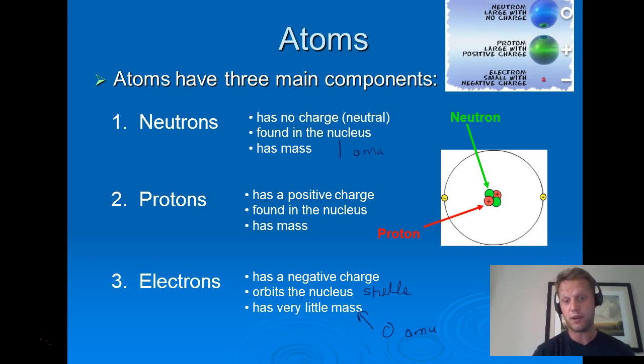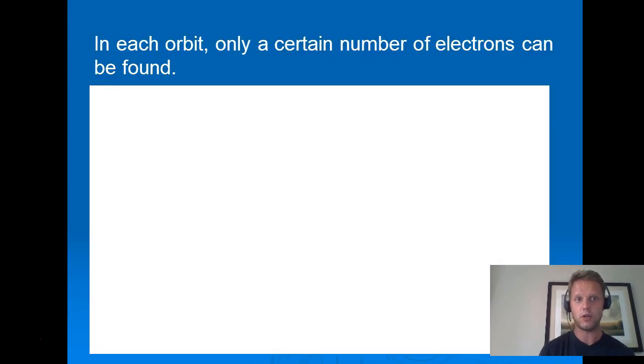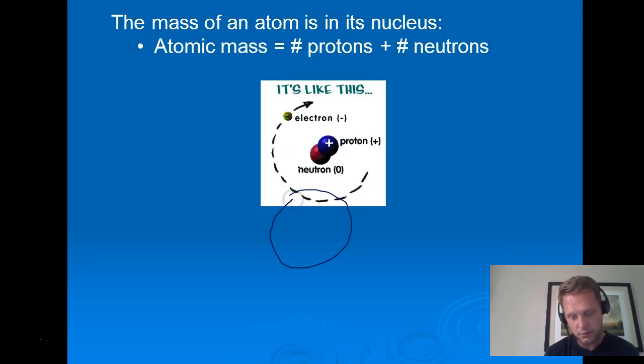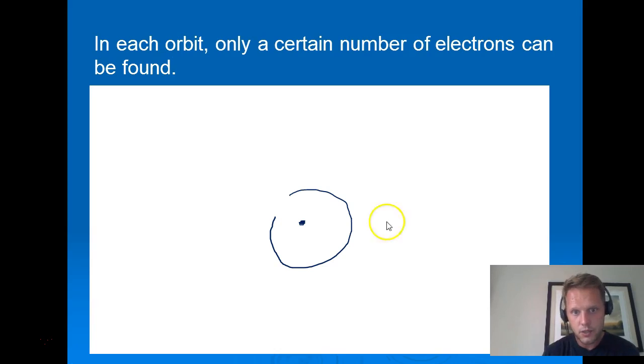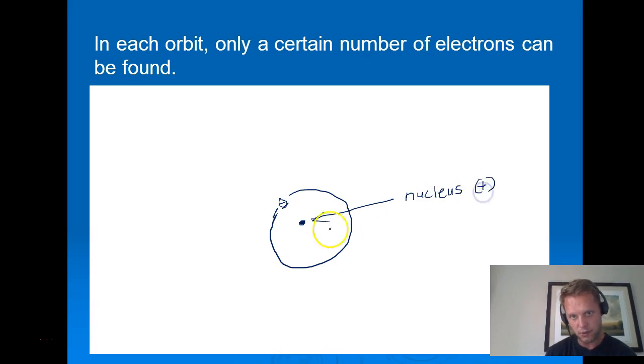Atoms are very, very small. There's the electrons on the outside. So in each orbit, only a certain number of electrons can be found. So if we have our tiny little nucleus there, what we have is electrons that are flying around it. So we have a negative electron flying around that nucleus. It's very, very small. What's the charge in the nucleus? It's positive because of the protons.